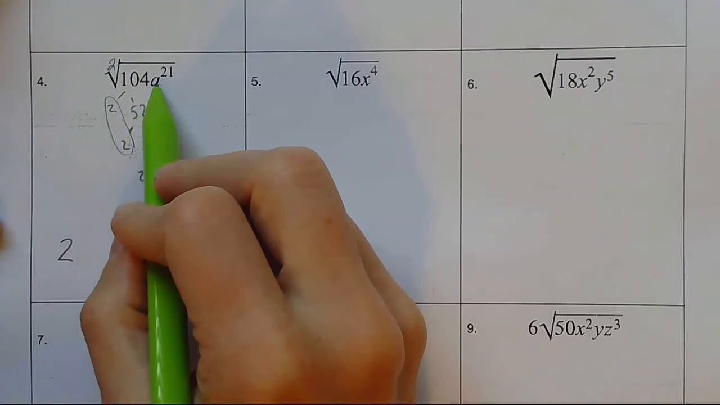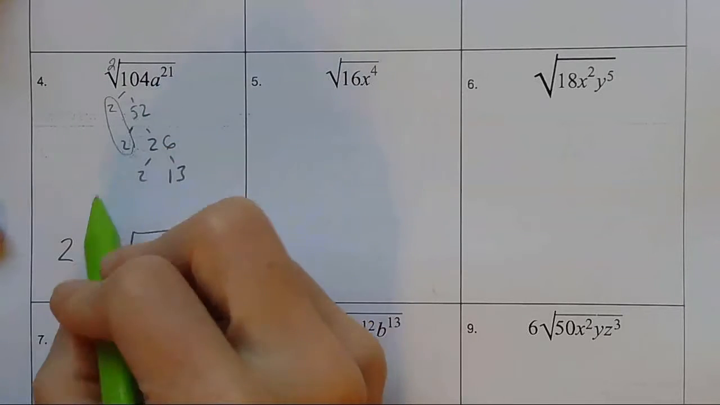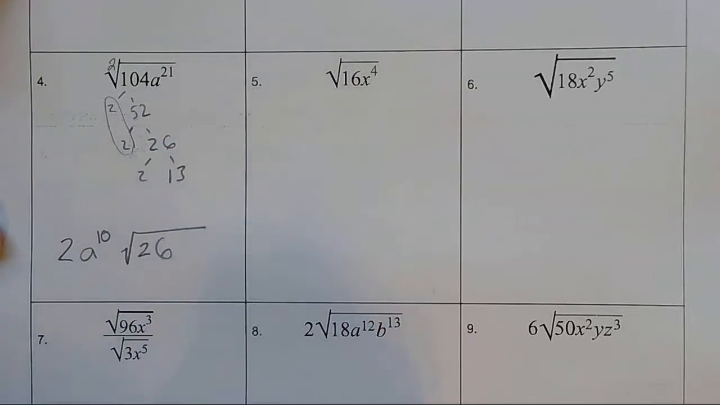Okay, and then I don't want to write out 21a, so I'm going to say 2 goes into 21 how many times? Well, 2 times 10 is 20, with 1 left over is 21. And that's it. That's your answer.